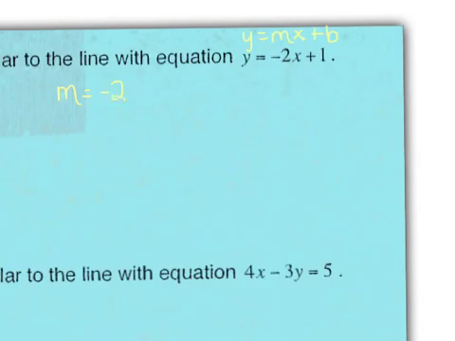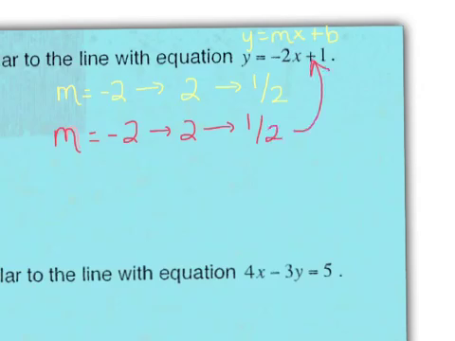And then I just have to do what I was doing on the previous page. I'm going to make it the opposite, so I'm going to make it positive 2, and then I'm going to flip it over and it would become positive 1/2. I'm not convinced that you can see that yellow, so let me rewrite that real quick. I took my slope, negative 2. I made it a positive 2, and I flipped it over and made it a positive 1/2.